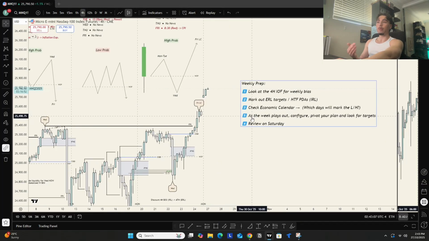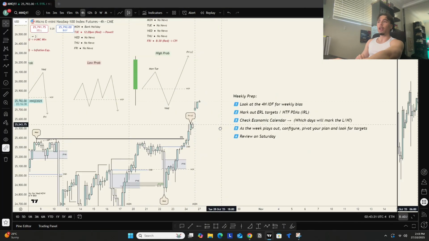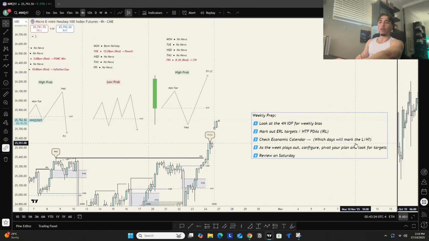Now, secondly, what I'll do is mark out ERL targets and also IRL targets in the form of higher time frame PD arrays. So I'll already mark out this range here, and look for gaps where price could rebalance into. Third, I'd check out the economic calendar, okay? Which days will mark the low and high.